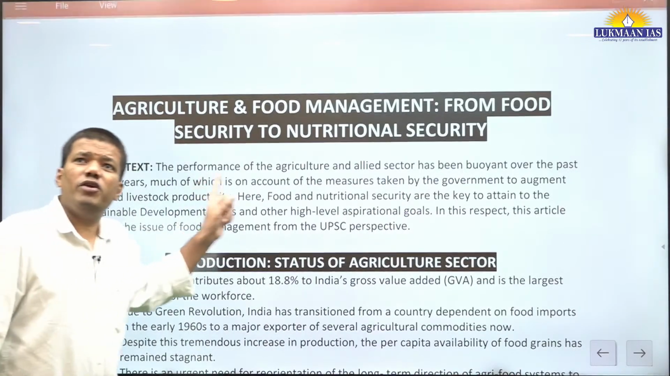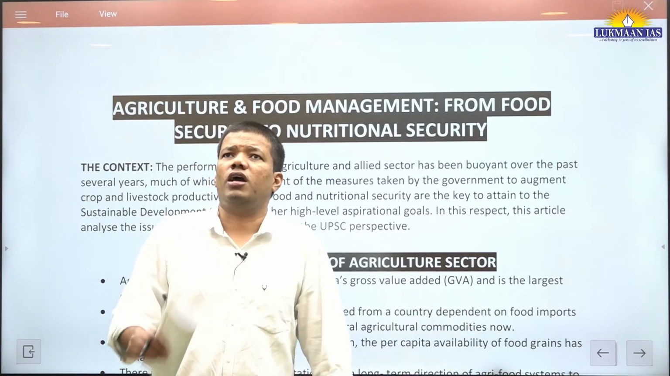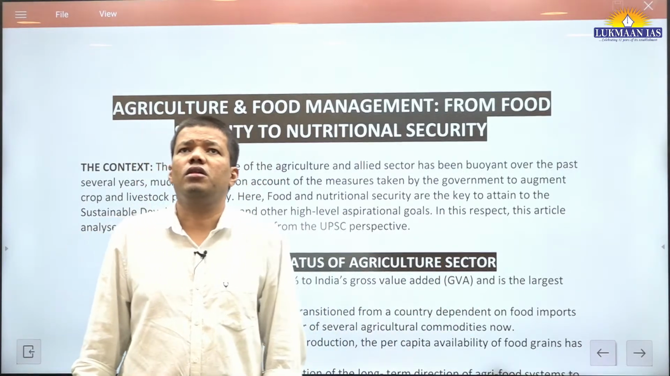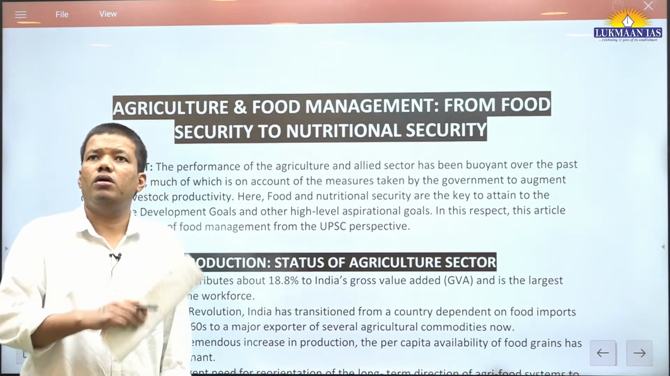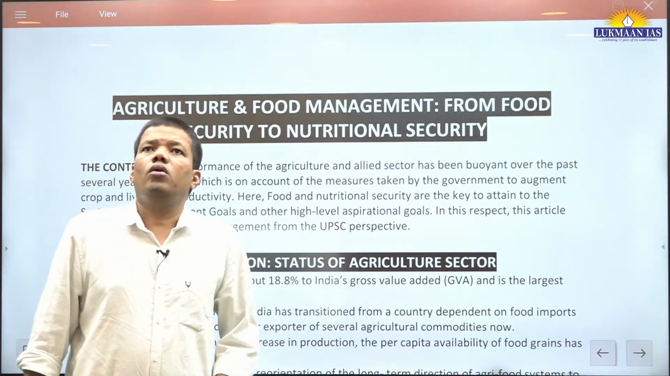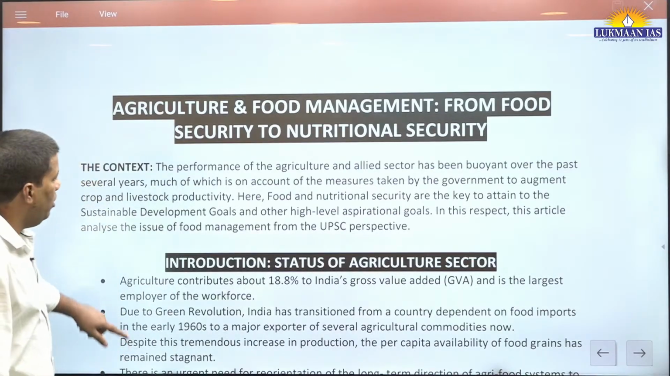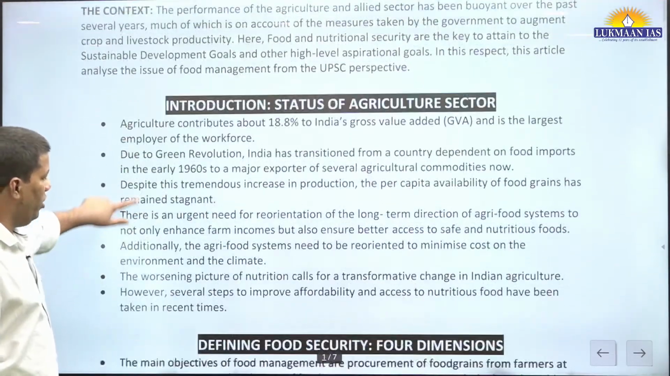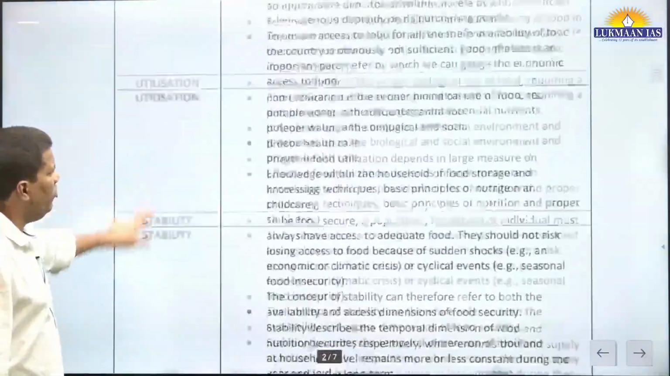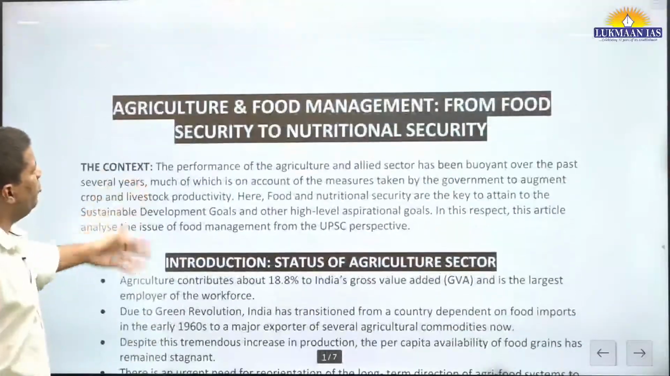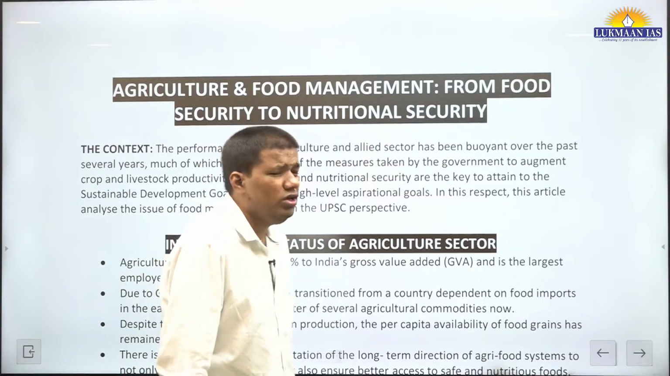So everyone got this sheet? You have this sheet, Akhil, Pranjal, Vijay, you got this sheet, right? Anyone who did not? Okay, no problem. I will share it on the group. But anyway, you will get this sheet. This is kind of your content enrichment, agriculture, food management, from food security to nutrition security.